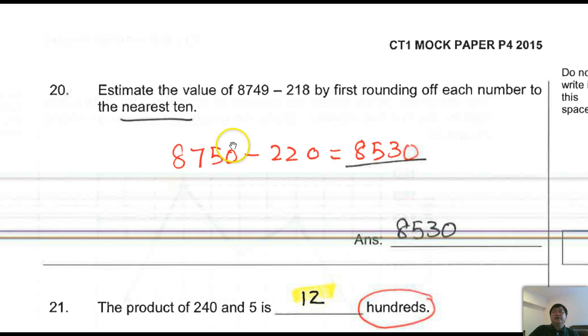Next, estimate this minus this by rounding off each number to the nearest 10. Now in this case it's special. When we just say estimate 8,749 minus 218, the easiest thing I could do is this one is 9,000 and this one is 200. So 9,000 minus 200, that's what I can do best for estimate. However, the further instruction is this: round them off first to the nearest 10, then you minus them off. Alright, so to the nearest 10 is 8750 minus 220 is 8530.